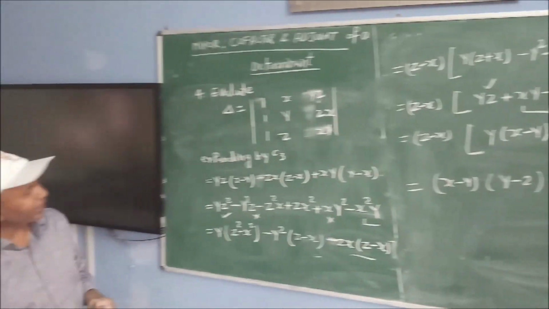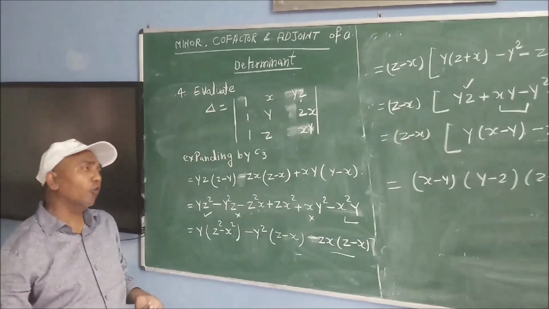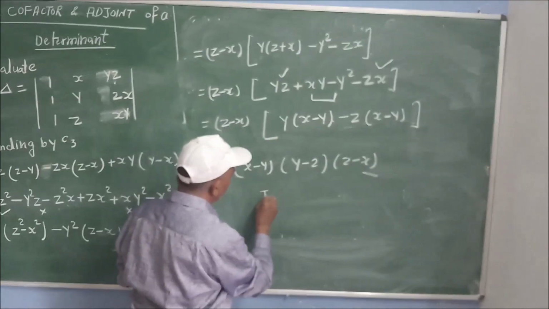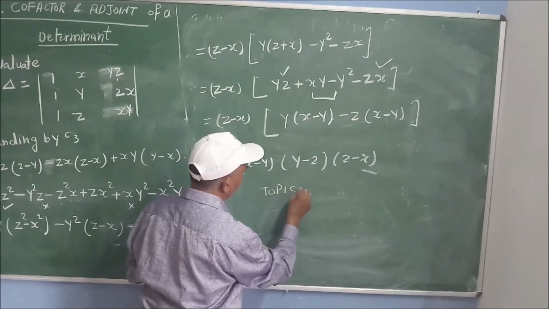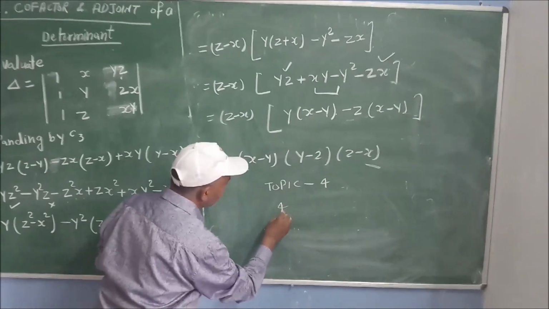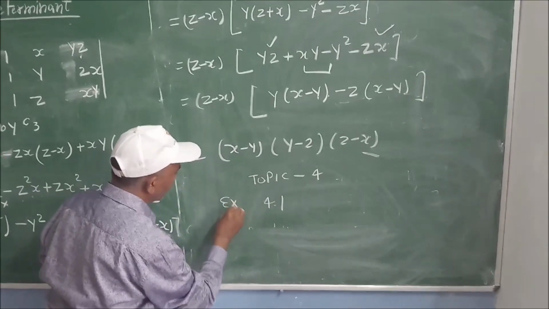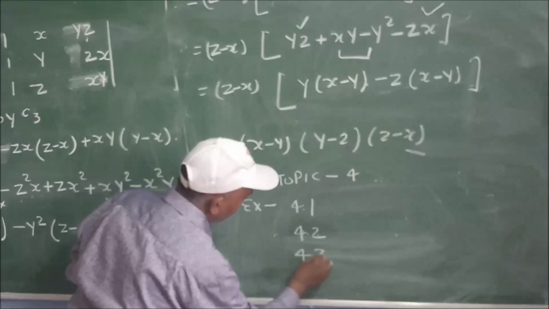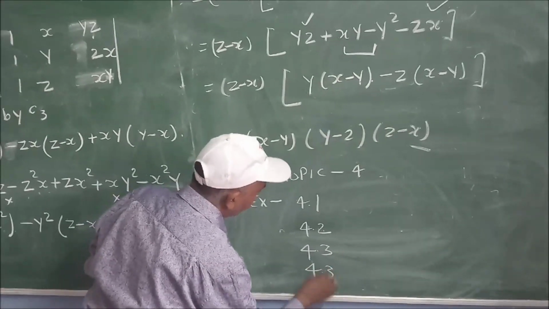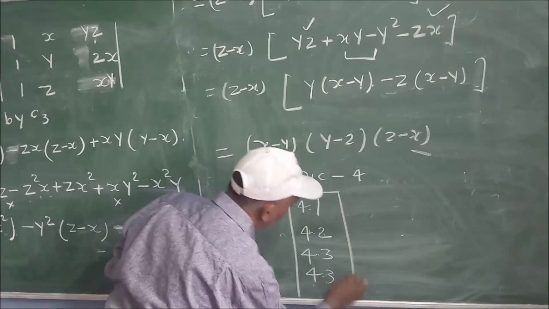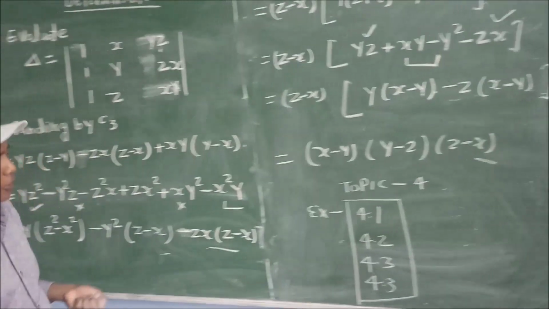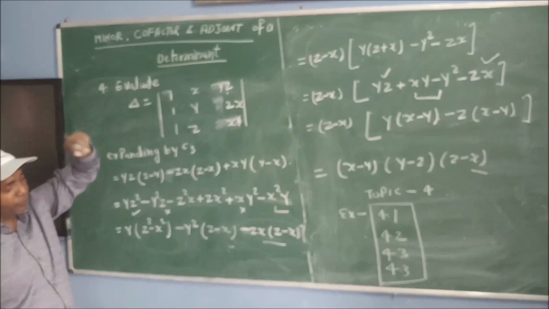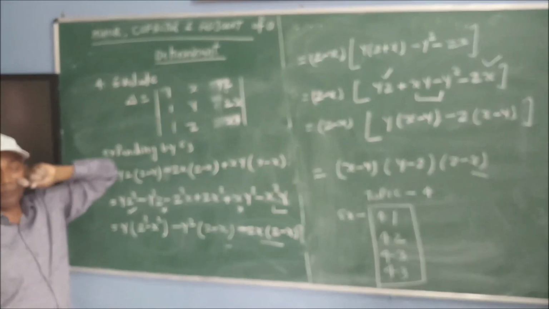Dear student, listen to me carefully. When you open NCERT books, your topic will be topic number 4, with exercise 4.1, exercise 4.2, exercise 4.3 and exercise 4.4. These four exercises in the given NCERT book are related to determinant.